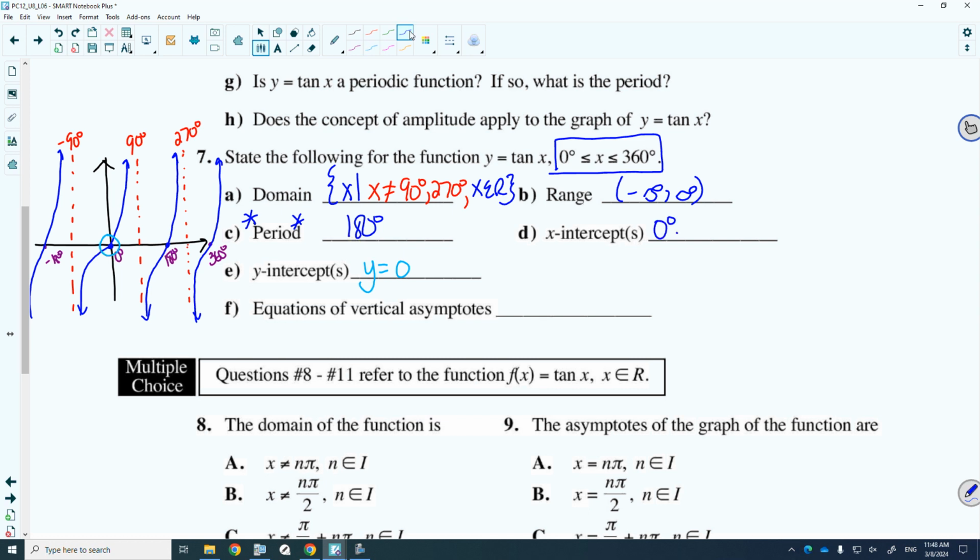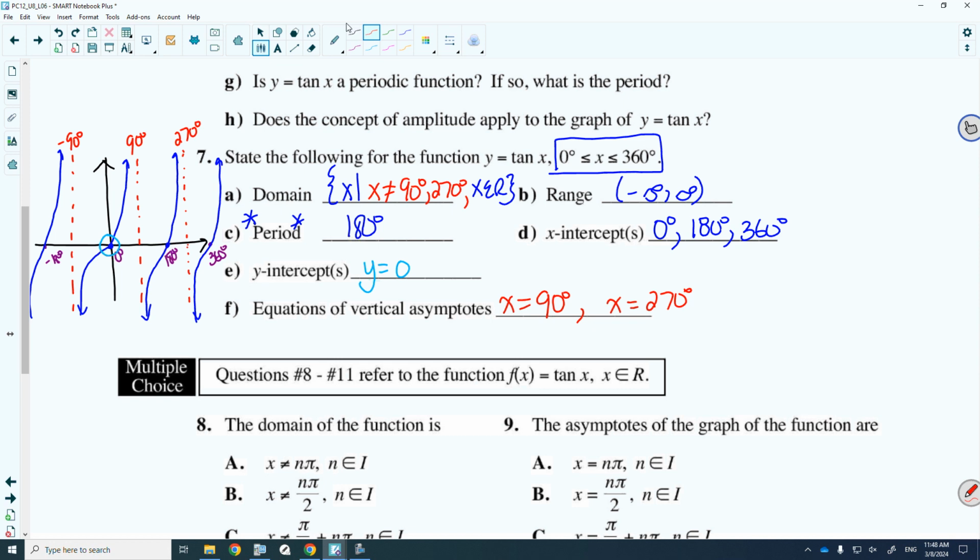Well, 0 degrees is an x-intercept, and then every 180 degrees: 180, 360. It only wants me to give the x-intercepts within this domain, but I could add 180 from here and I'd be getting all the x-intercepts. The equations of the vertical asymptotes within this domain: the equation of this line is x is equal to 90 degrees, and the other vertical asymptote is x is equal to 270 degrees.